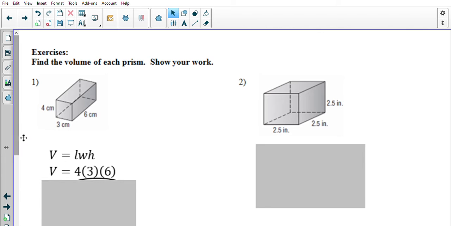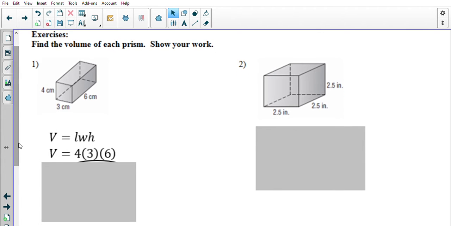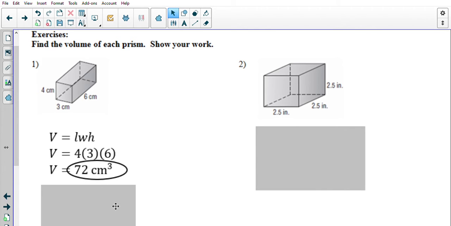So I took 4 times 3 times 6. Feel free to use the dot for multiplication. However, sometimes we have decimals as our length, width, or height, so that can get confused with the multiplication sign. 4 times 3 times 6 is going to get us a volume of 72 centimeters cubed. 72 centimeters to the third power. Kind of like for area, we had centimeters squared. When we did perimeter, it was just centimeters.